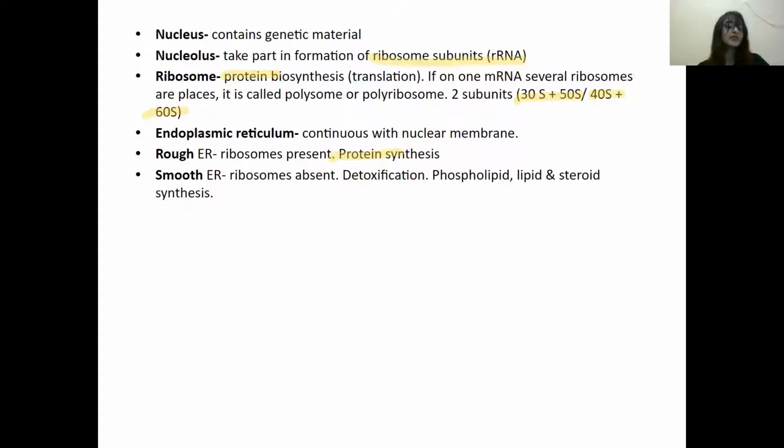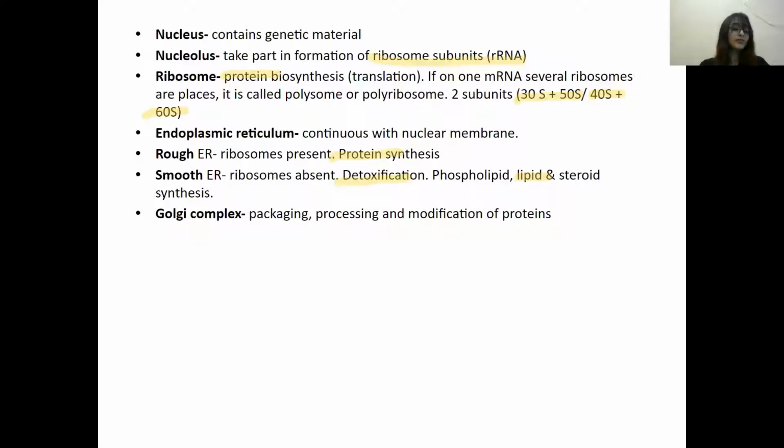Next up, the smooth endoplasmic reticulum. Obviously smooth means the ribosomes are absent, and it mainly takes part in detoxification or synthesis of lipids or steroids. So next up, Golgi complex, obviously packaging, processing, and modification of proteins.